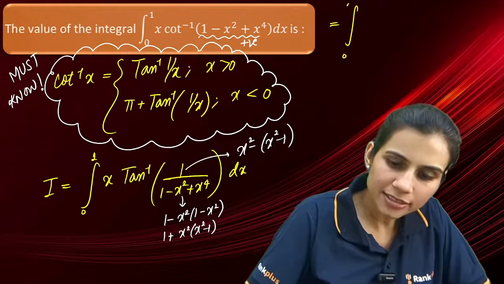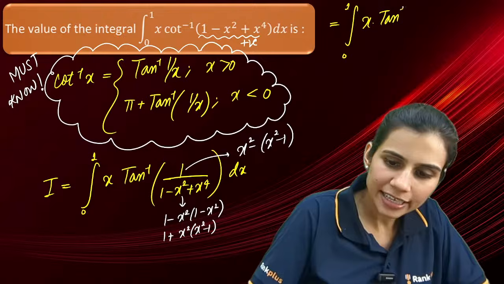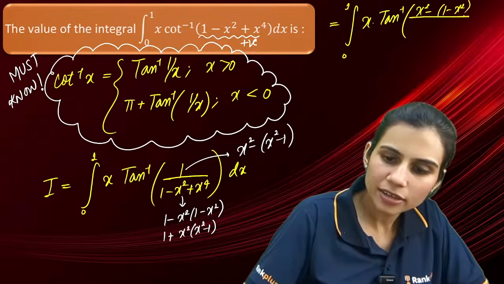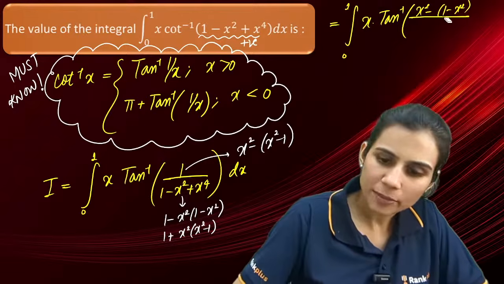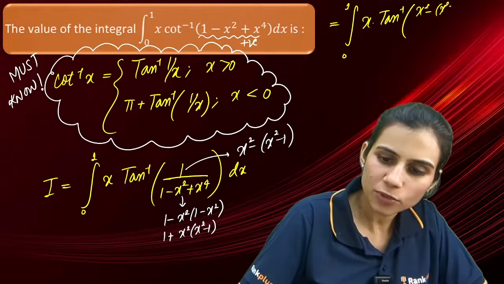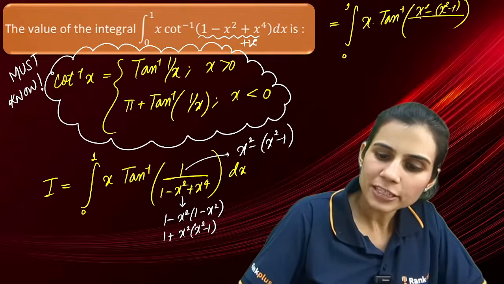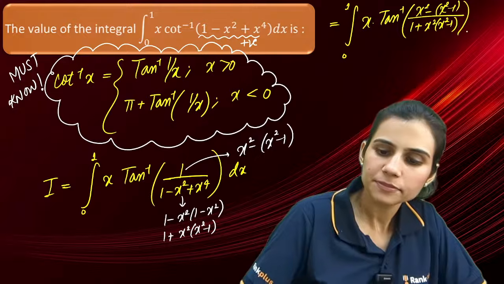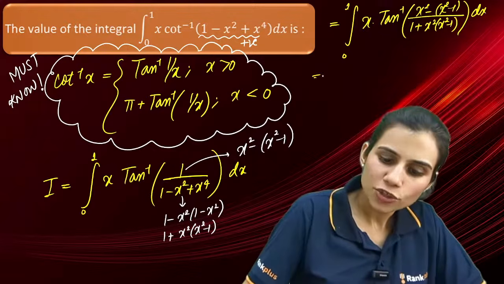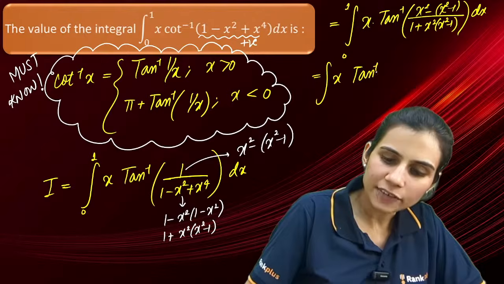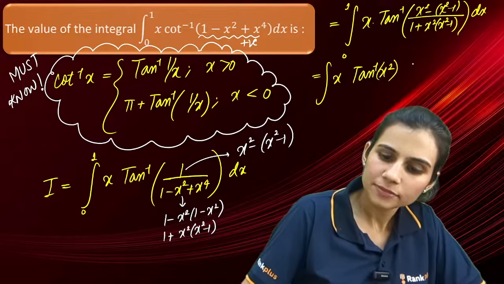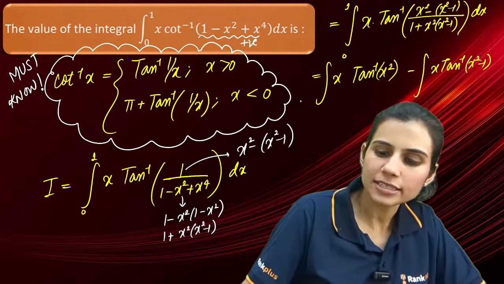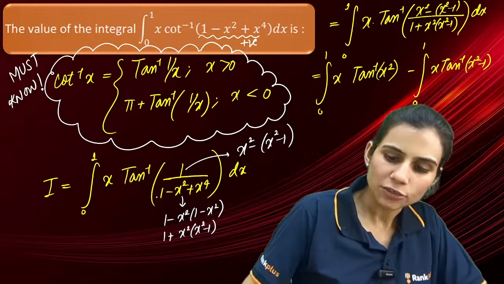This becomes integral 0 to 1 x times tan inverse of (a minus b), so x square minus 1 minus x square. A minus b, x square minus 1. Sorry, this is x square minus 1. A minus b upon 1 plus a into b, and this is dx. So you are getting x into tan inverse of x square minus x into tan inverse of x square minus 1, 0 to 1, 0 to 1.